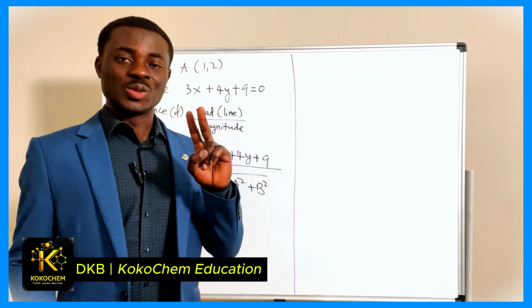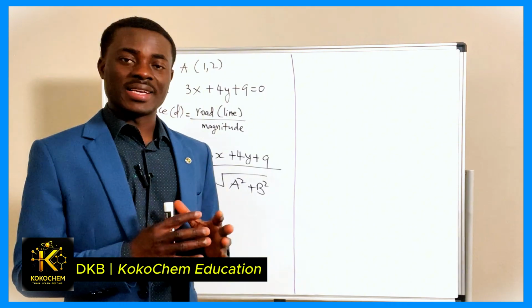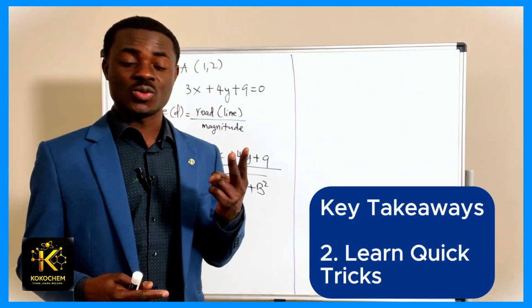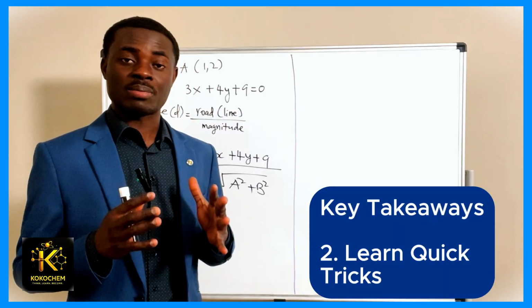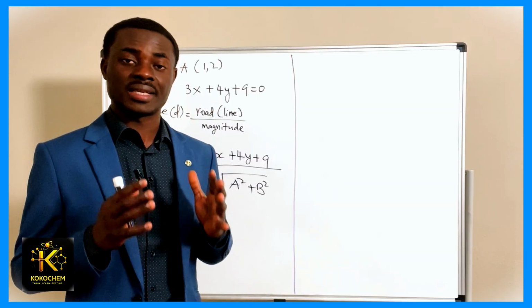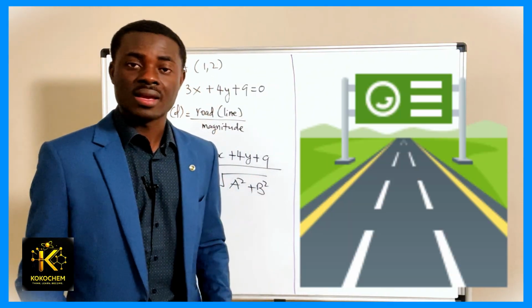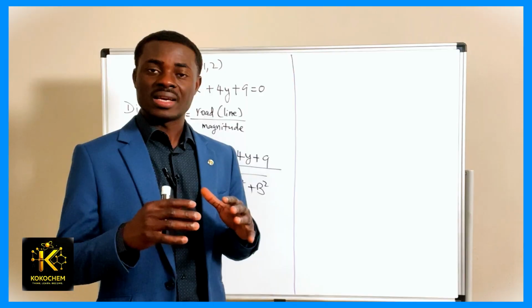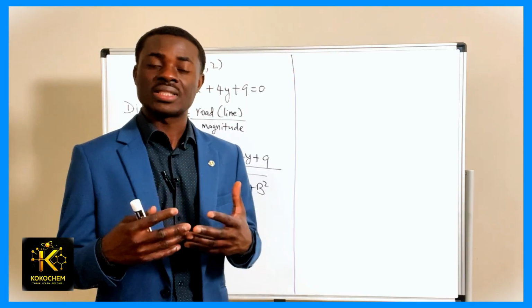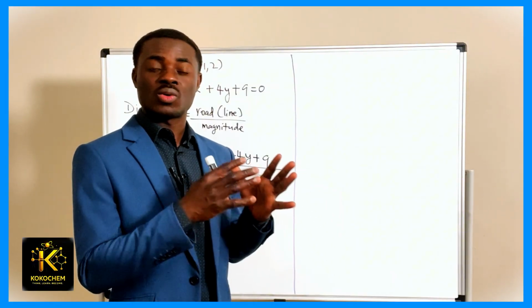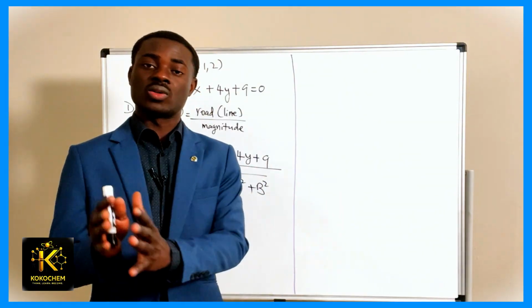In this video, you will learn two things. Number one is that you will understand what a question is asking you to do. Number two is that you will be able to solve this type of question in less than 10 seconds. So imagine that you are standing by the roadside. The point where you are standing, in the question, we refer to as point A. This point A has coordinates x equal to 1 and y equal to 2.